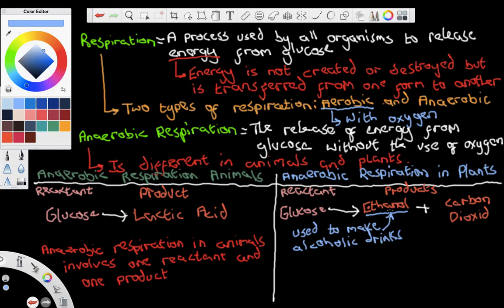Carbon dioxide, on the other hand, is used to raise bread in baking. So we can say that carbon dioxide, and I forgot the E off the end of there, apologies, again, I'm not the best with literacy, as my students definitely know. Carbon dioxide is used in baking to make bread rise. Okay.